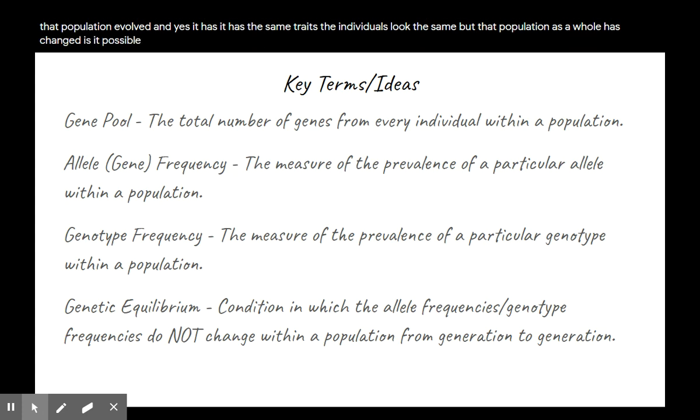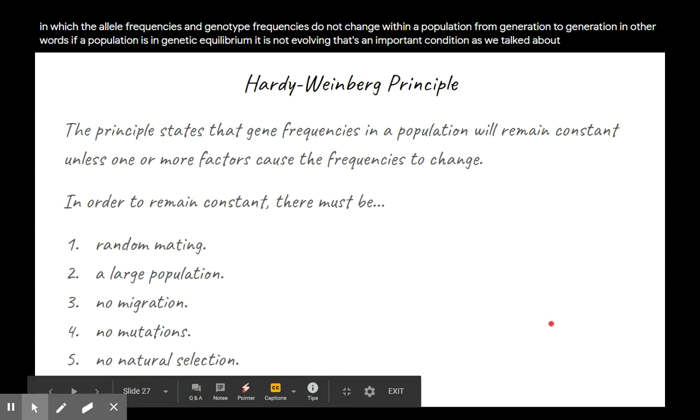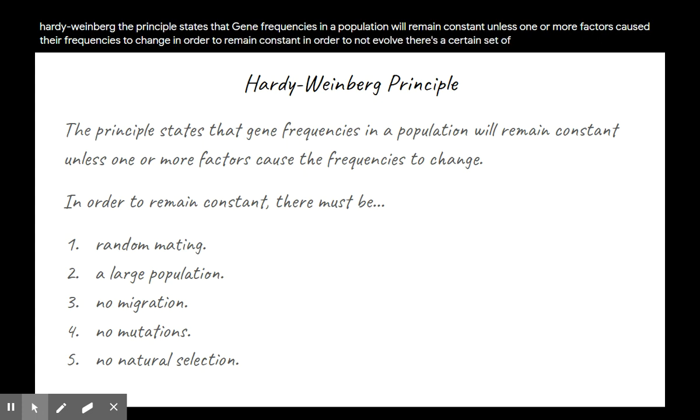Is it possible not to change? Well, yes. There's a term at the bottom of the screen here called genetic equilibrium, a condition in which the allele frequencies and genotype frequencies do not change within a population from generation to generation. In other words, if a population is in genetic equilibrium, it is not evolving. That's an important condition as we talk about what is known as the Hardy-Weinberg Principle. The principle states that gene frequencies in a population will remain constant unless one or more factors cause the frequencies to change.